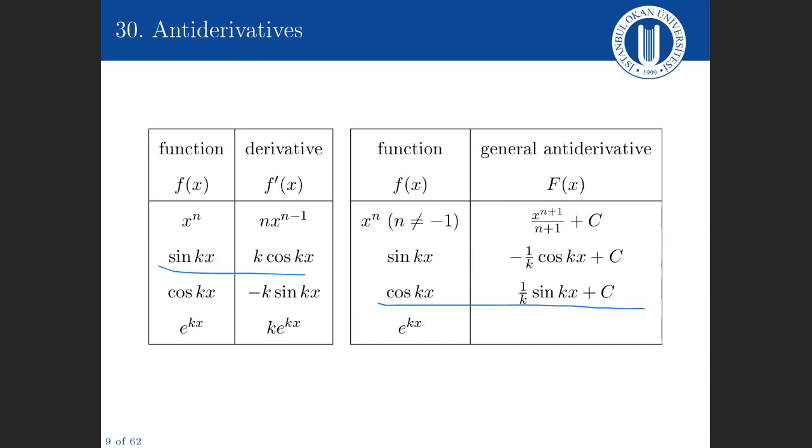We can do the same thing for the antiderivative of cos kx. The derivative of sine is cos, so the antiderivative of cos is sine. When we differentiate sine kx, it's multiplied by k, so if we do the opposite, it's divided by k, or multiplied by 1 over k. And likewise, an antiderivative of e to the power kx is 1 over k e to the power kx plus c.